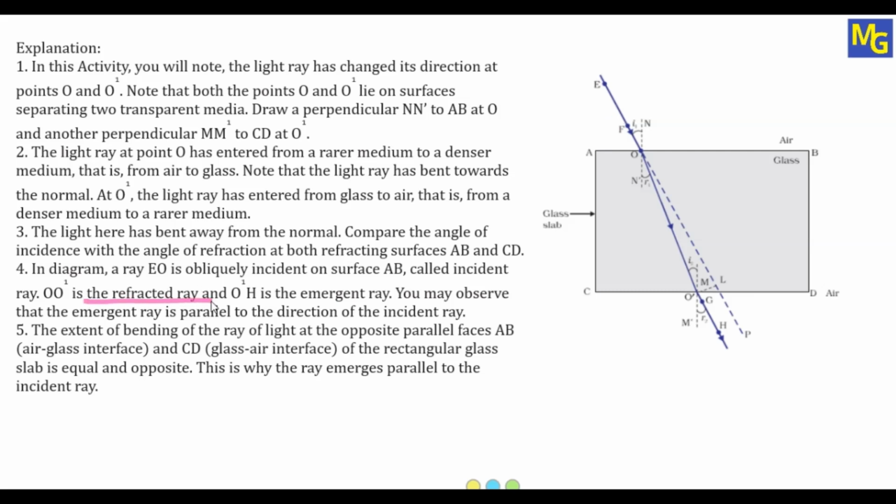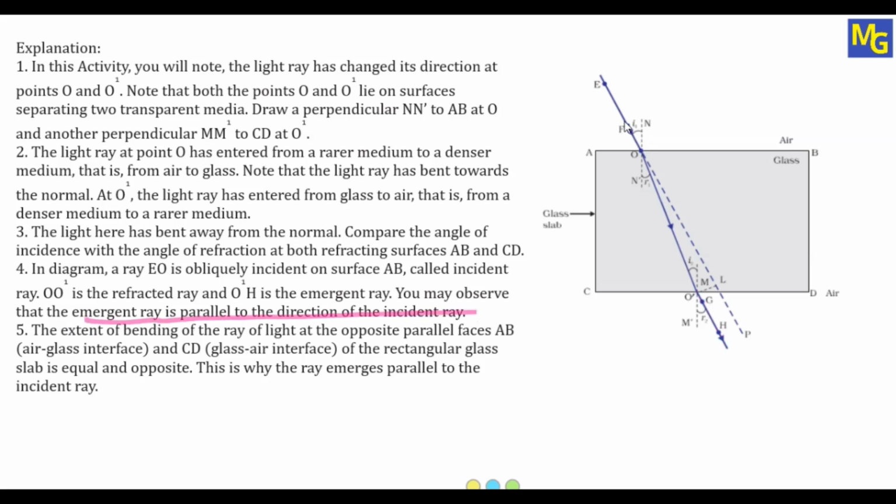O dash is the refracted ray. So after refraction, this is the refracted ray. And when the light comes out of this glass slab, this is called the emergent ray. So this is O dash and this is H. This is called our emergent ray. What is the emergent ray? The ray which is emerging out, coming out, that is the emergent ray. You may observe that the emergent ray is parallel to the direction of the incident ray.